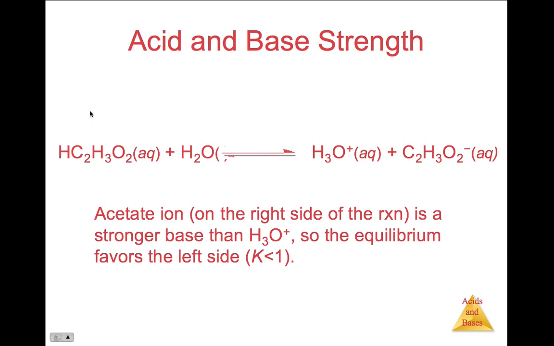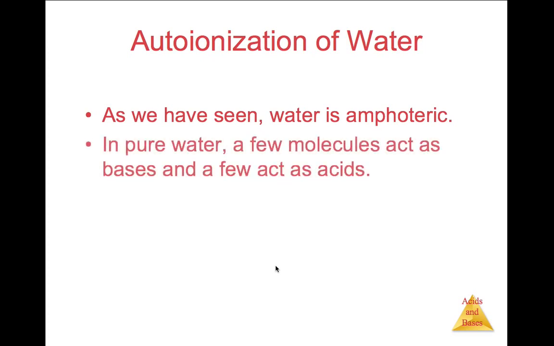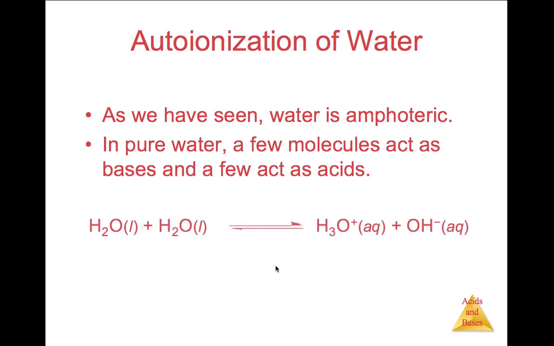And the equilibrium would lie far to the left, and K would be a decimal point, like 1.1 times 10 to the negative fifth, or something like that. As we have seen, water is amphoteric. In other words, it can act as an acid or a base. In pure water, a few molecules act as bases and a few act as acids. And every once in a while, two water molecules bump into each other and act that way and form this conjugate acid and this conjugate base.